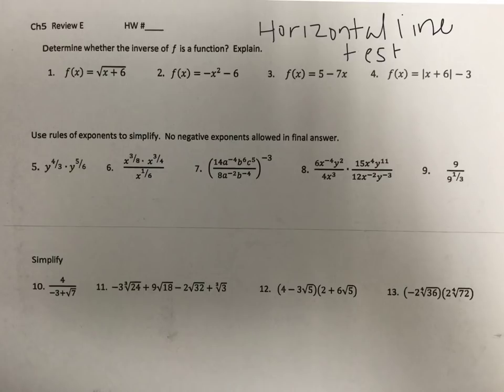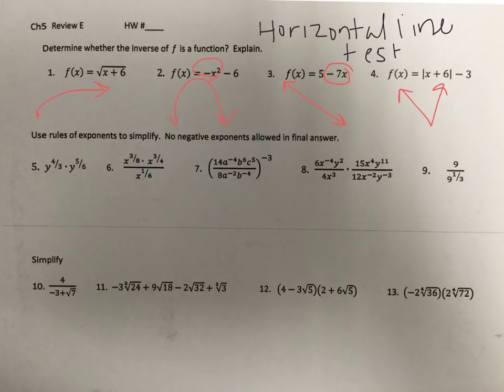In general, the square root graph looks like this. The x squared graph is negative, so it's an upside down parabola. The 5 minus 7x is linear, so it's a negative line, and the absolute value function is a V. That's all you really need to know to answer these questions.